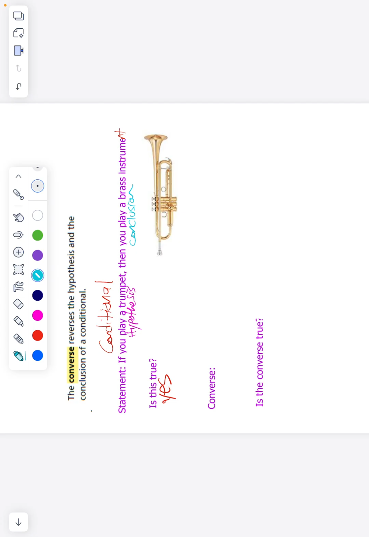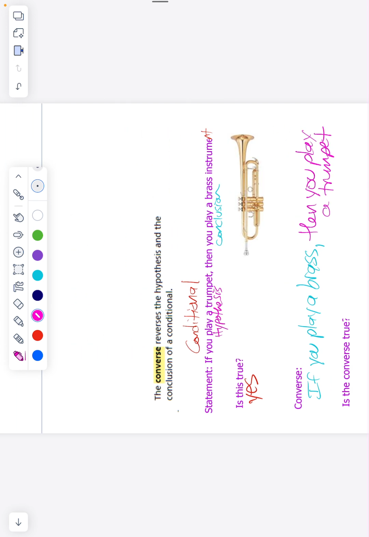So how would this sound if we reverse them? In other words, the original conclusion now becomes our hypothesis. So if what? If you play a brass instrument, then you play a trumpet. Okay, so we just switched it. We just reversed it. So converse just means that you swapped it? Yes, that is what it means.